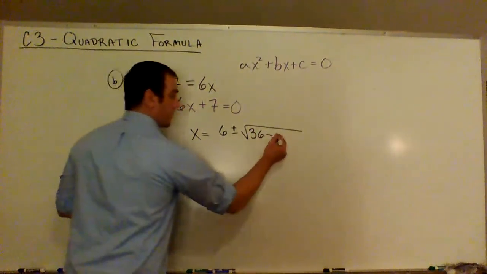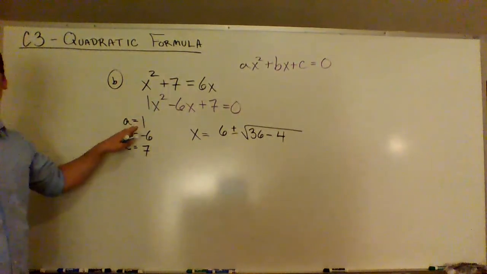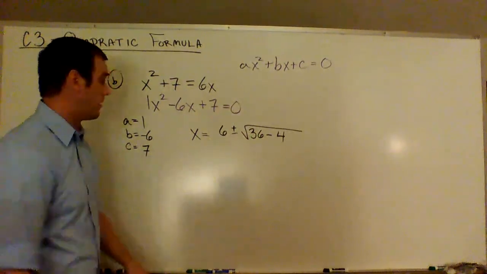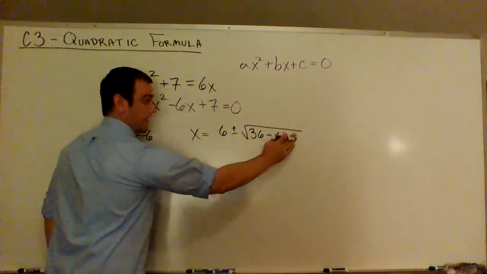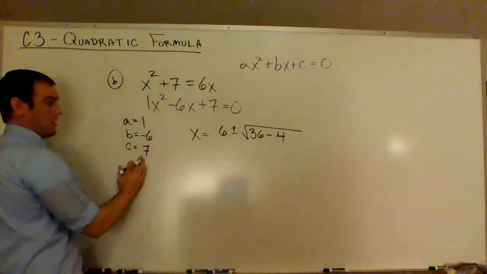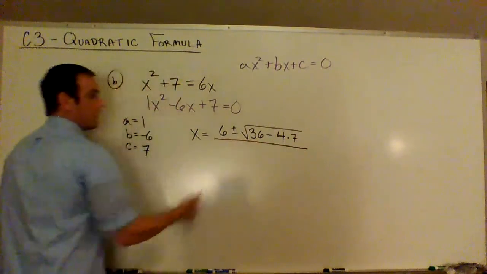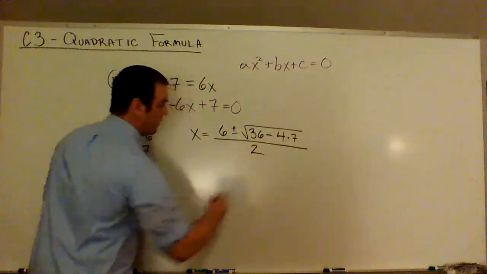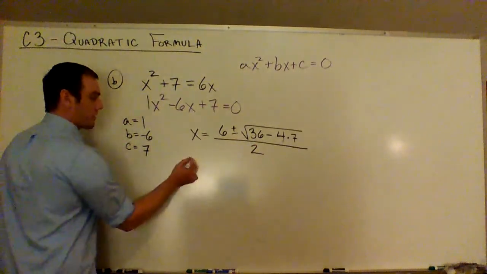Minus 4 times a. A is 1. I'm not even going to write it because negative 4 times 1 is negative 4. So b squared minus 4 times a times c. So that's going to be a times 7 here. All divided by 2a. 2 times 1 is 2.